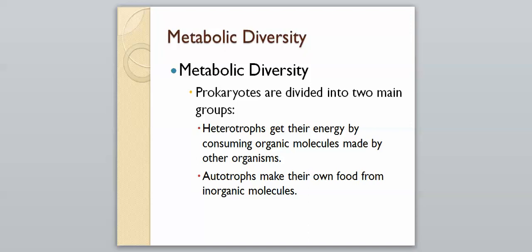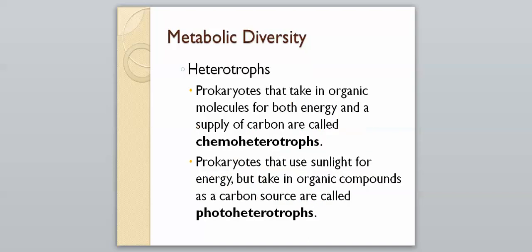Heterotrophs, so a prokaryote can be a heterotroph, meaning they get their energy by consuming organic molecules made by other organisms. So that's basically they can't make their own food, they have to get their food from an outside source. And they can either be autotrophs, which make their own food from inorganic molecules, like plants can produce their own food via photosynthesis. Autotrophs can produce their own food from some other source other than sunlight, and some can in fact probably use sunlight as well. So heterotrophs, we have 2 different types of heterotrophs here.